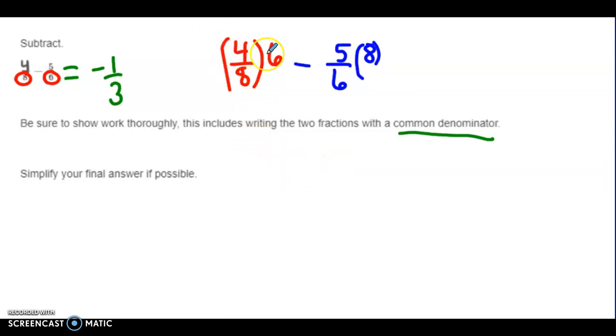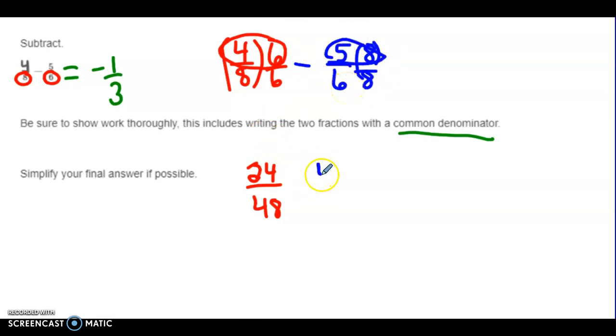So 4 times 6 is 24. Oh, geez, what did I just write? It's going to be 24. And whatever you multiply to the top, you have to multiply to the bottom. And 8 times 6 is 48. I should have just written that on top and bottom. All right, so that's how I got that one. And then I'm going to do the same thing over here. 5 times 8 is 40. 6 times 8 is 48.